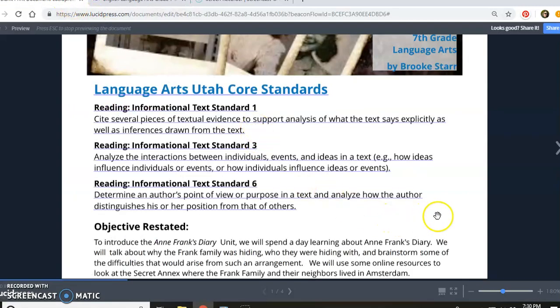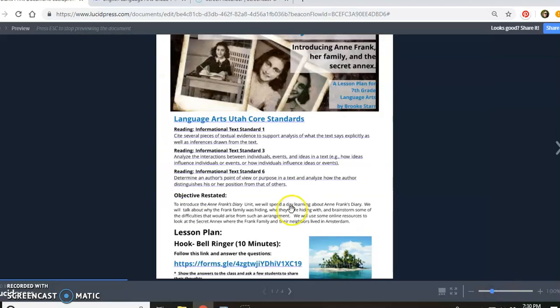The objective is to introduce Anne Frank's Diary, the unit. We'll spend a day learning all about her. We'll talk about why the Frank family was hiding, who they were hiding with, and brainstorm some of the difficulties that would arise from such an arrangement. We use online resources to look at the secret annex where the Frank family and their neighbors lived in Amsterdam.